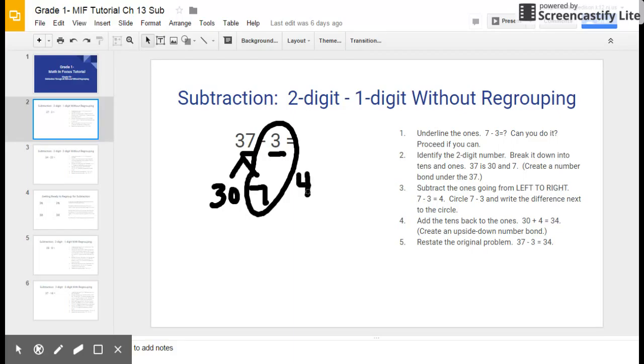Our last step is to add the tens back to the ones, and 30 plus 4 is 34. And we need to remember to restate the original problem. 37 minus 3 equals 34.